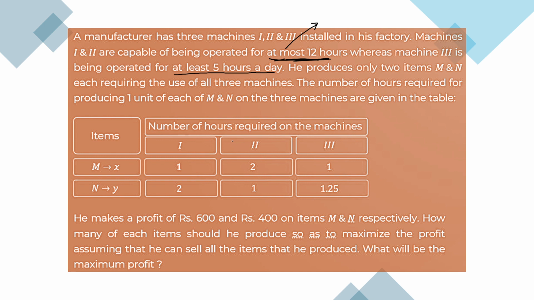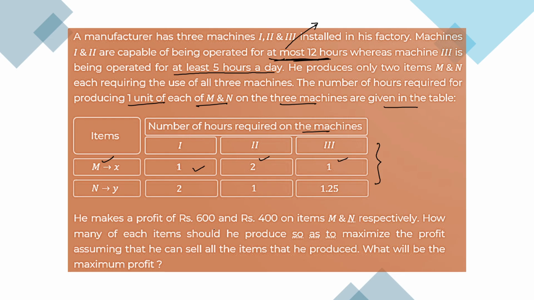Similarly, he produces only two items M and N, each requiring the use of all three machines. The number of hours required for producing one unit of each M and N on the three machines are given in the table. So you can see the number of hours required on the table is given. That is 1 hour is required on the first, when you are saying that for M items, and 2 hours is required on the second, and 1 hour is required on the third machine. Right? So actually they are giving you the constraints.